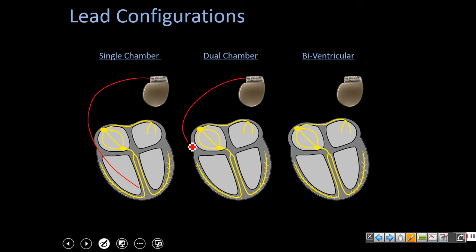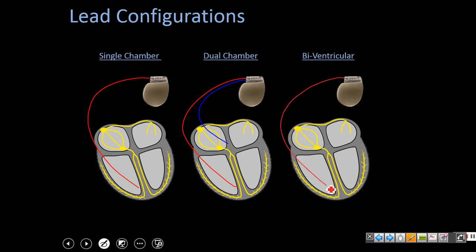Dual chamber configurations have a lead positioned in the right ventricle as well as a lead positioned in the right atria. These leads can sense and pace in the atria or the ventricles.